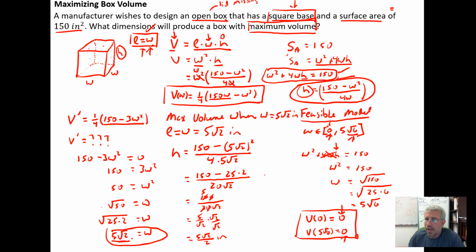So the dimensions of my box that maximize volume will be 5 square root of 2 by 5 square root of 2 by 5 root 2 over 2, and those dimensions are all in inches.